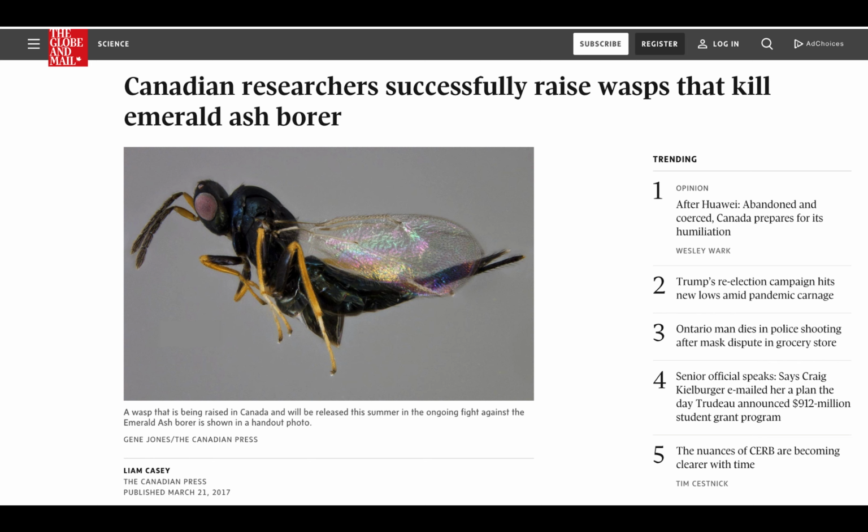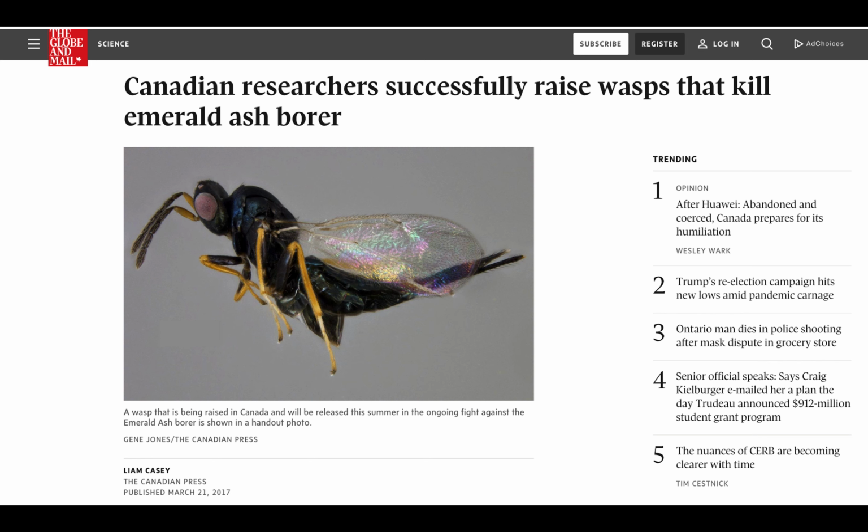Chalcid wasps, as well as a few types of ichneumon wasps or ichneumoniid wasps, are used to kill the emerald ash borer. So does anyone know what the emerald ash borer is, or could anyone tell us in the chat what the emerald ash borer is? A beetle that is devastating our natural ash tree populations. Awesome. Yeah, that's exactly what it is.